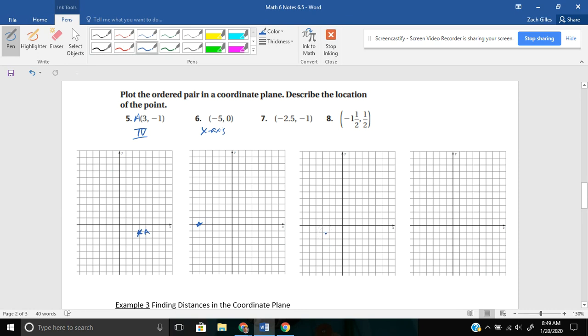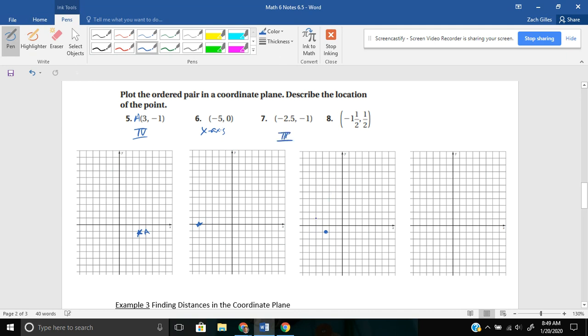So notice how it's between grid lines. I can't get this one to stay for whatever reason. There we go. It's 1, 2, and halfway, and down 1. Okay, and that is in quadrant 1, 2, 3.